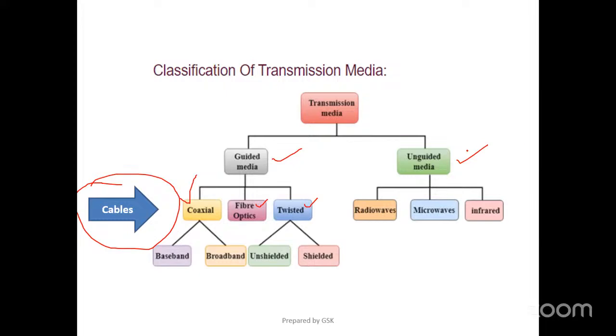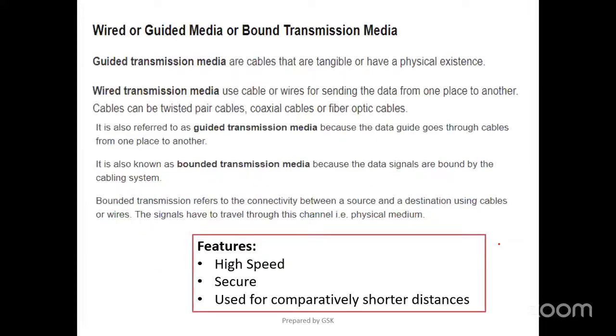Then coming to the second side, unguided media. Here we are not using any cables. In the unguided media, we are using waves to transmit the data. The waves we use for unguided media are radio waves, microwaves, and infrared waves. Now we are going to discuss each and every point in detail. Let us start with guided media. What is guided media?